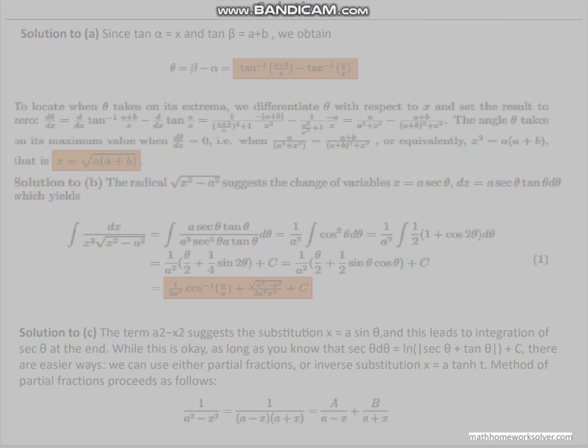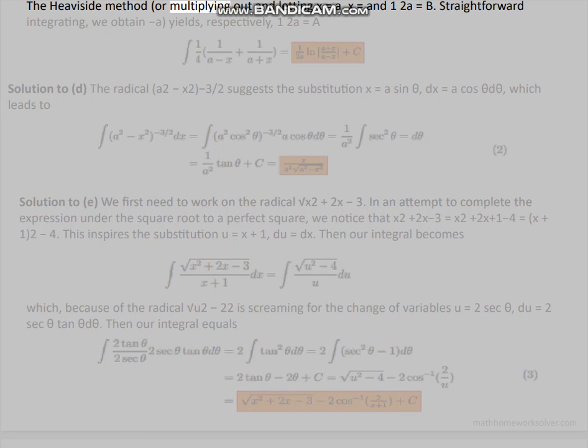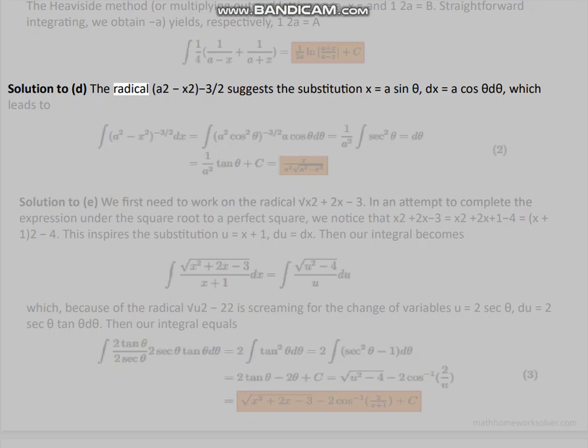The Heaviside method, or multiplying out and letting x equals a, x equals minus a yields, respectively, 1 to a equals a, after straightforward integration we obtain. Solution to D. The radical (a2 minus x2) to the minus 3/2 suggests the substitution x equals a sin theta, dx equals a cos theta d theta, which leads to.